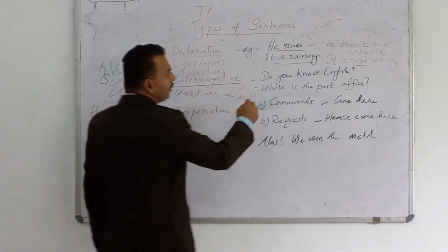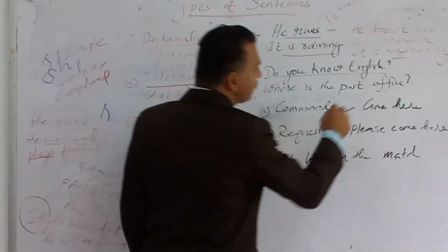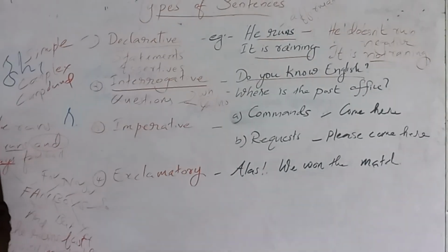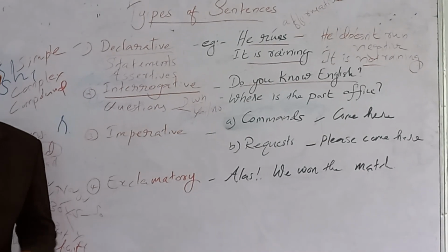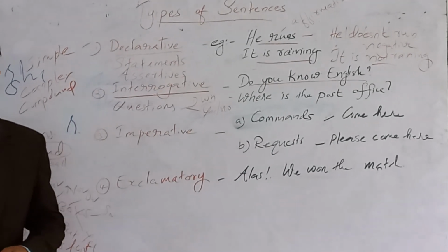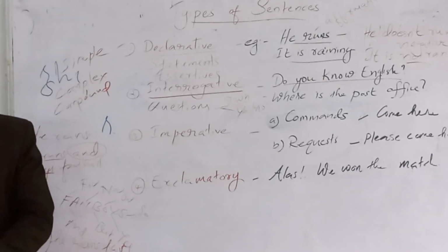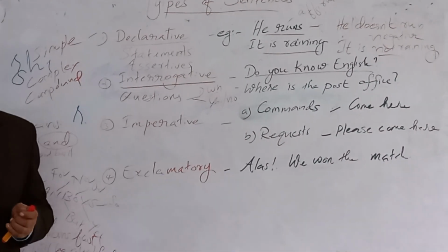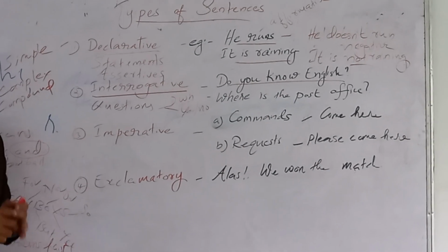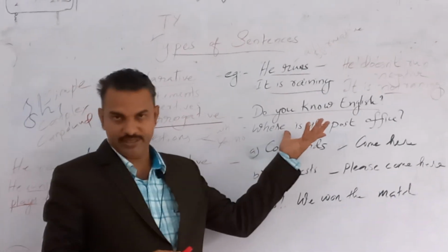For example, "Do you know English?" is a yes or no question, because the answer is yes or no. Do you have a pen? Yes or no. Are you from America? Yes or no. Did you understand what I said? Yes or no. So if you get an answer yes or no, they are known as yes or no questions.